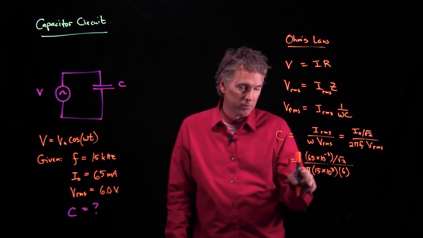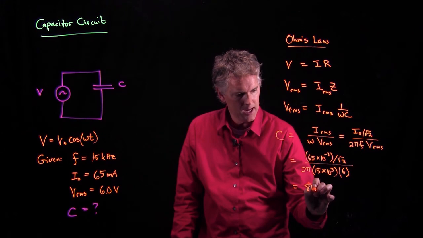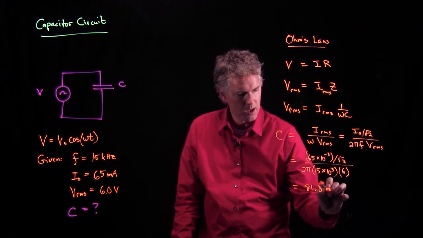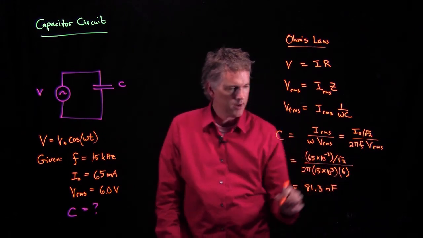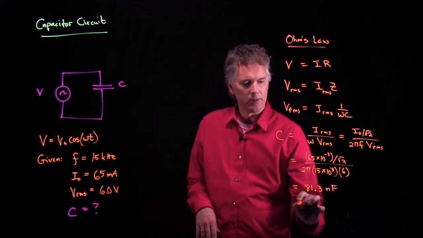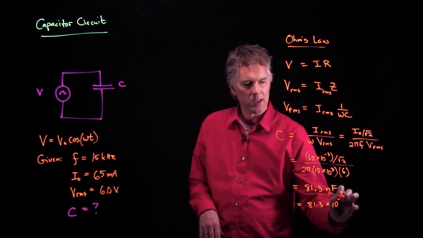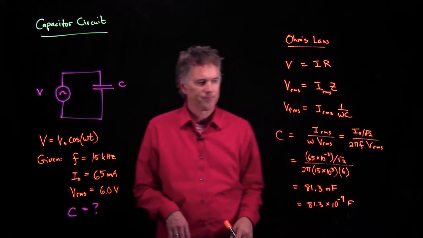If you punch all these numbers into your calculator, you should get something around 81.3 nanofarad. Remember, nano is 10 to the minus 9. So this is 81.3 times 10 to the minus 9 farads.